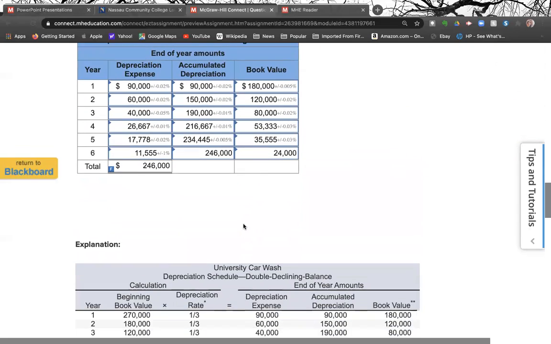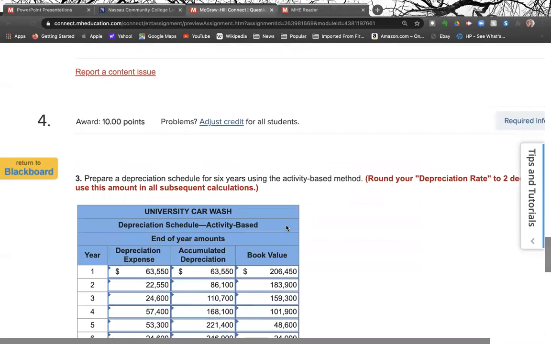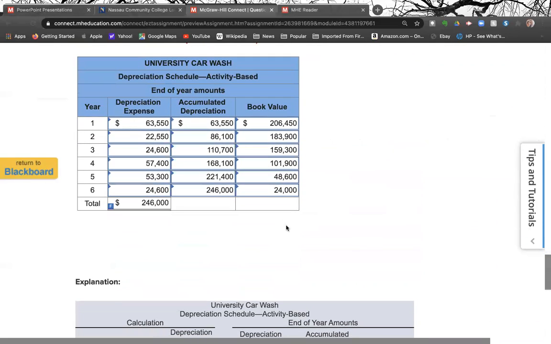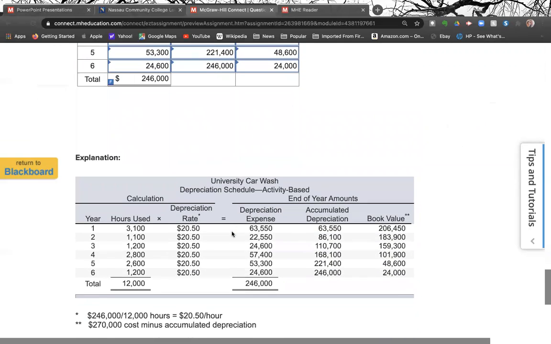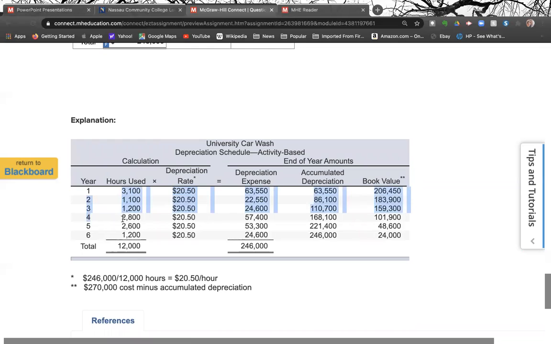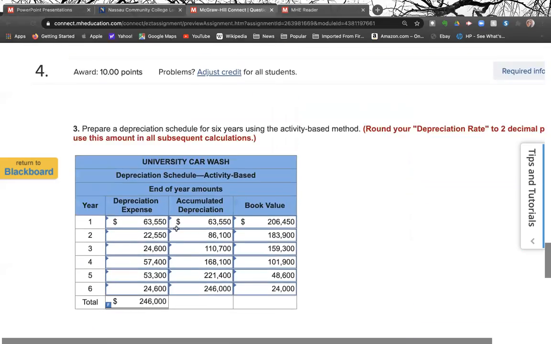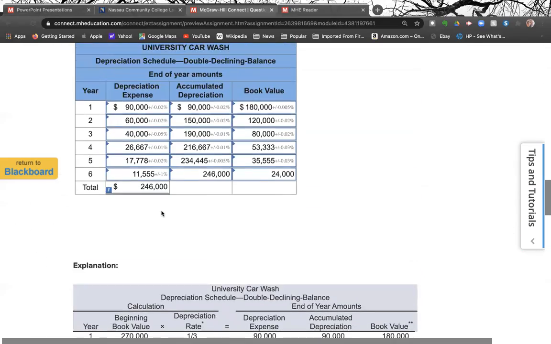Declining balance method. And remember, declining balance method, that last year is funky, the way you come up with the number, right? And activity-based, we have to figure out how much per hour. The depreciation rate came out to $20.50 an hour. Right, and then we multiply by the number of hours the machine was used each year. Right, and that's it for your homework.